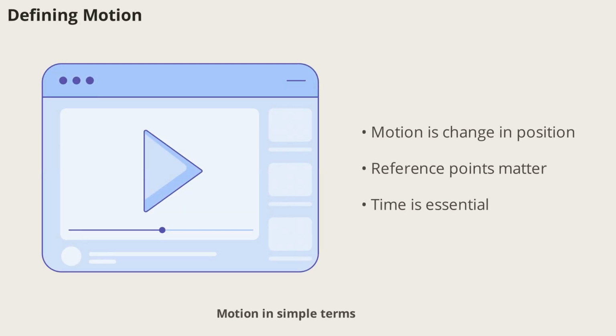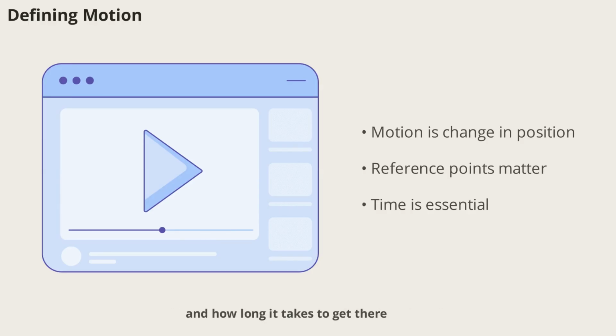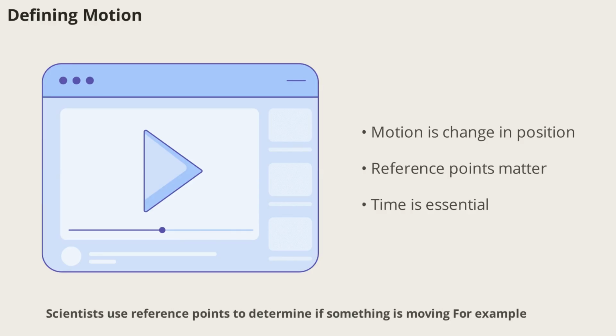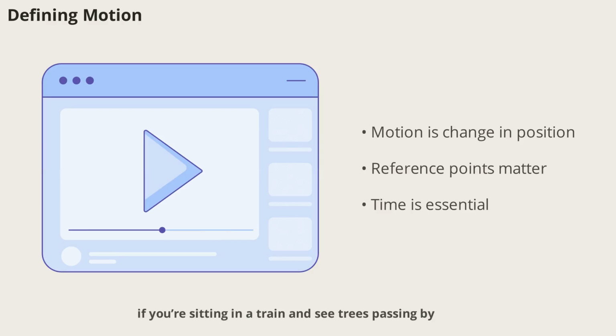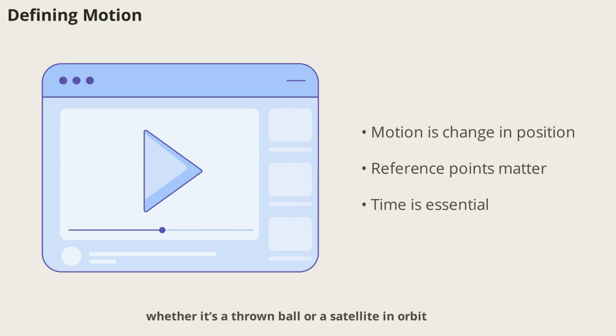Motion, in simple terms, is the change in position of an object with respect to time. To describe motion, we need to know where an object starts, where it ends, and how long it takes to get there. Scientists use reference points to determine if something is moving. For example, if you're sitting in a train and see trees passing by, you know the train is in motion relative to the ground. Understanding motion helps us predict and explain the behavior of objects, whether it's a thrown ball or a satellite in orbit.